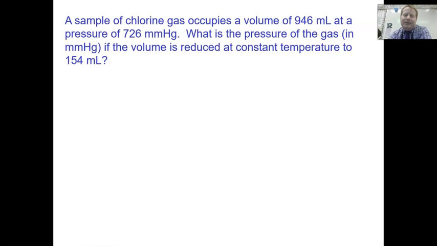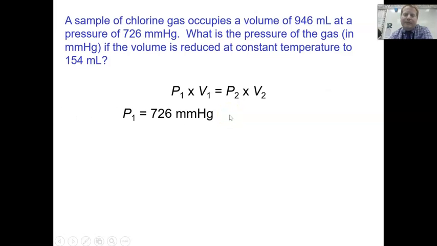What is the pressure of the gas in millimeters of mercury if the volume is reduced at constant temperature to 154 milliliters? That constant temperature just means we're allowed to use this rule. We're also assuming that the amount of gas is constant because they didn't say otherwise. So the only things we're changing are pressure and volume. Because we are only changing those, we can use this equation: the first pressure times the first volume is equal to some constant value. We can use that to figure out the rest. They gave us the other volume, so we have only one variable left, P2, and solve for that. So we've got P1, V1, P2, which we don't know, and V2.